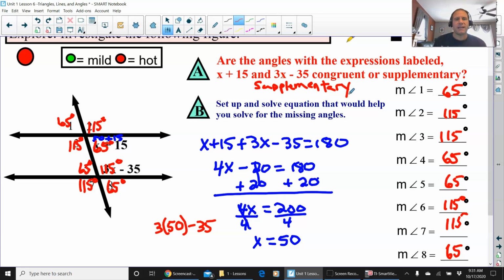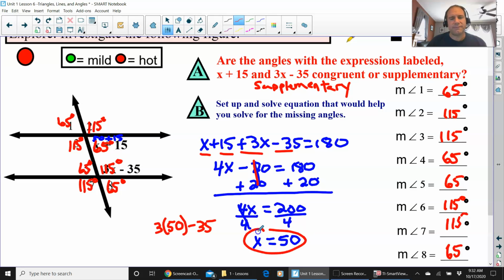All right, so you took x plus 15 plus the 3x minus 35. That's what they gave us. And we set them equal to 180. We combine the like terms. The 3x and the x is 4x. The 15 minus 35 is negative 20. You set all of that equal to 180, so you bring down the equal sign, you bring down the 180, you add 20 on both sides. This cancels. You have 4x coming down, the equal sign comes down, and the 200 comes down. You divide by 4, and then you get x equals 50.